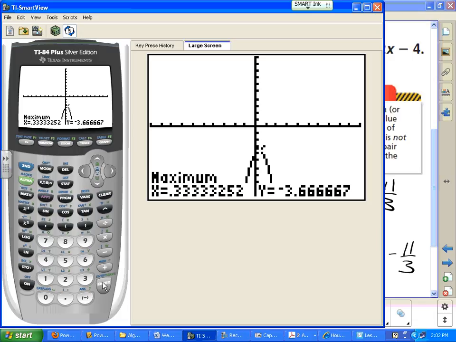So what did I just find here? Not only did I find the max value of -3 2/3, but I also found the, nope, not the minimum. This doesn't have a minimum. What do we call that point? The vertex. So I also found the vertex for it. Okay. So not only did that find the max or the min if I wanted to, that also told me what the vertex is. Okay.